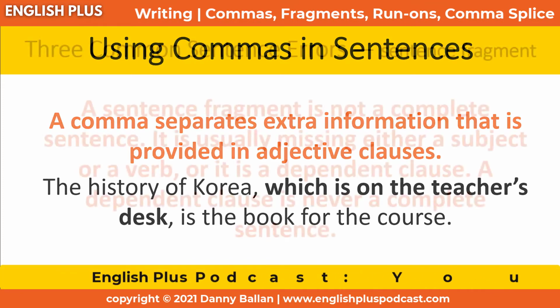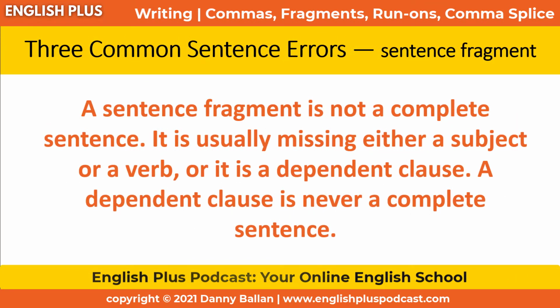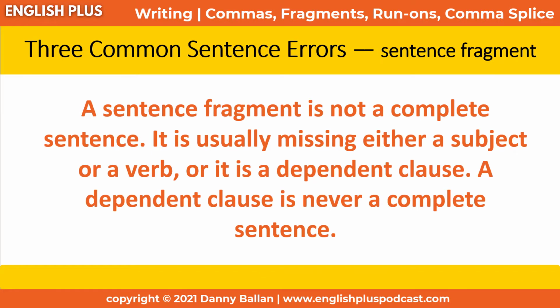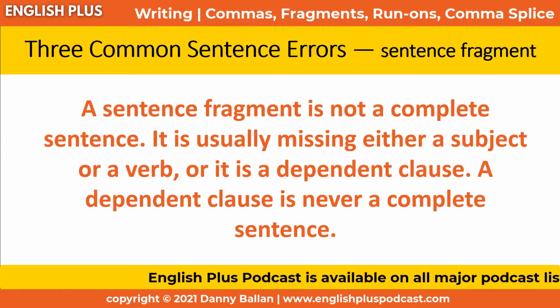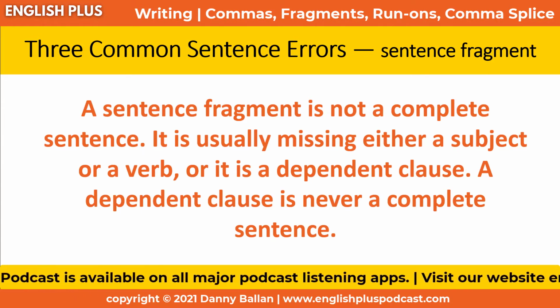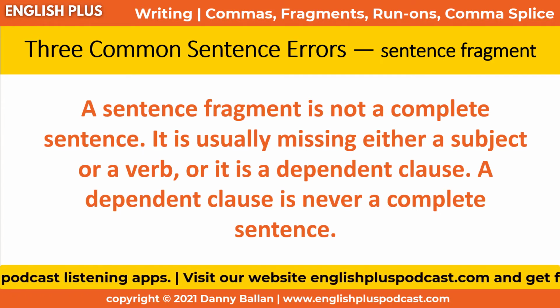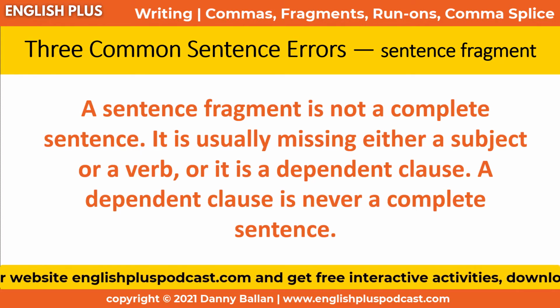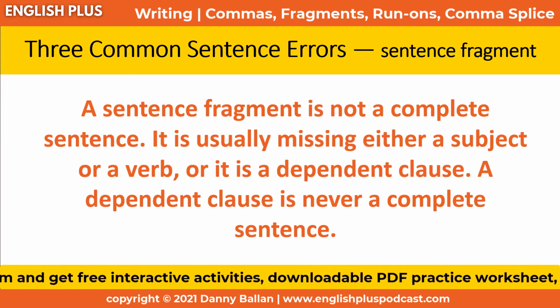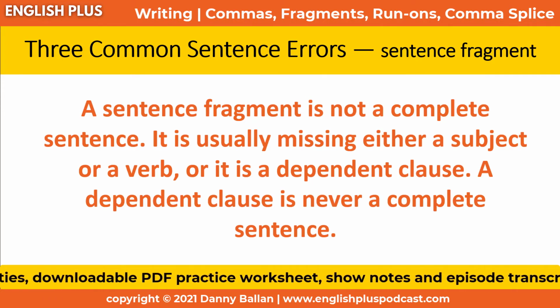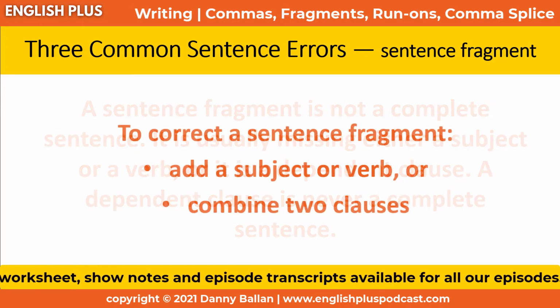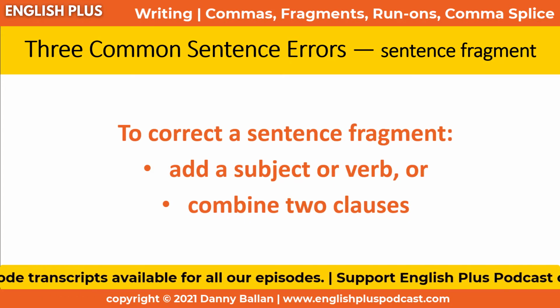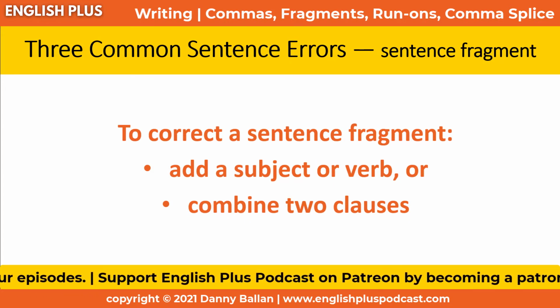And now let's go back to our episode and talk about 3 common sentence problems. We will start with the sentence fragment. Now, what is a sentence fragment? A sentence fragment is not a complete sentence. It is usually missing either a subject or a verb, or it is a dependent clause, and a dependent clause is never a complete sentence. Now, of course, that's all fine, but how do we fix it? Well, if we can identify a sentence fragment, how do we fix the sentence? To correct a sentence fragment, we usually add a subject or verb, or we combine the 2 clauses.